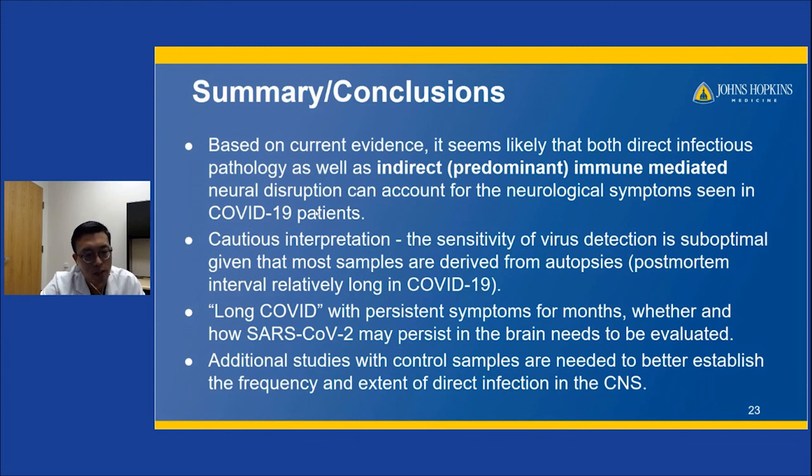And really the major limitation for these studies that I presented today is the lack of control samples. And really additional studies and research with control samples, for instance, non-COVID-19 ARDS versus COVID-19 ARDS, looking at brain pathology with these different ways of detecting virus, are probably necessary to better establish the frequency and the causality of direct infection in the CNS.